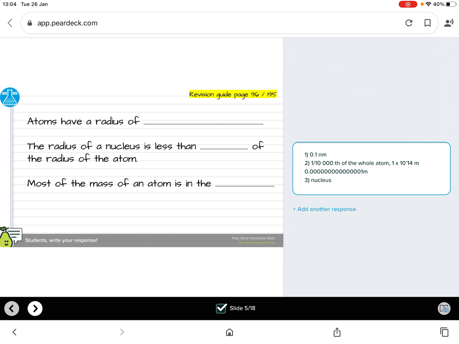Atoms have a radius of 0.1 nanometers, and the radius of the nucleus is 1/10,000th of the whole atom, which is 1 times 10 to the minus 14 meters, so very small. Most of the mass of an atom is contained in the nucleus.